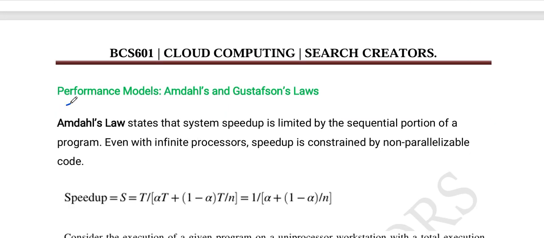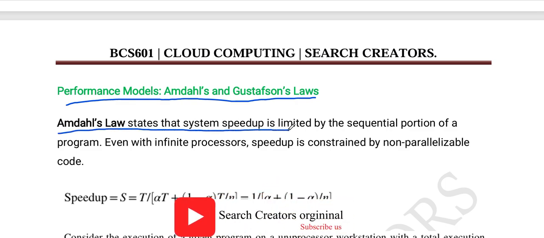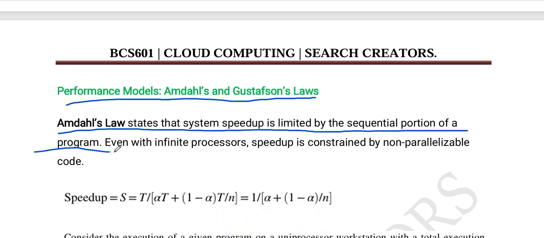Next is performance models: Amdahl's and Gustafson's laws. Amdahl's law states that system speed up is limited by the sequential portion of a program. Even with infinite processors, speed up is constrained by non-parallelizable code.